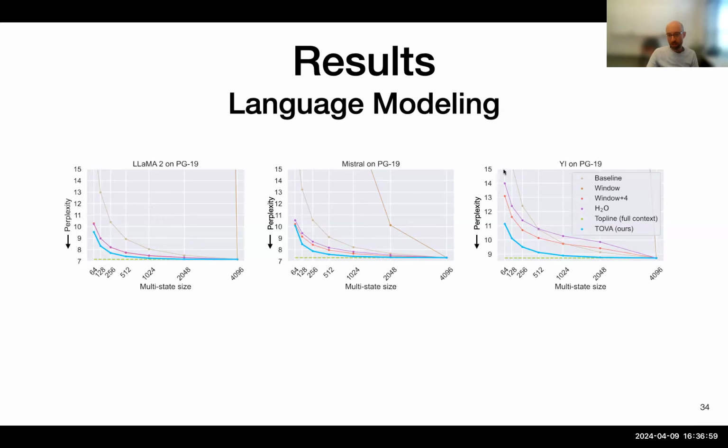You can notice here, the different lines are the different methods. This is the baseline, which, never mind what the baseline is, works very poorly. This is the window approach that I've showed you. This is window plus i, which in this case is 4. This is the H2O model that I've showed you. And the top line is basically using the model with the full context, so this is the dashed line. And TOVA, our method, is the blue line.